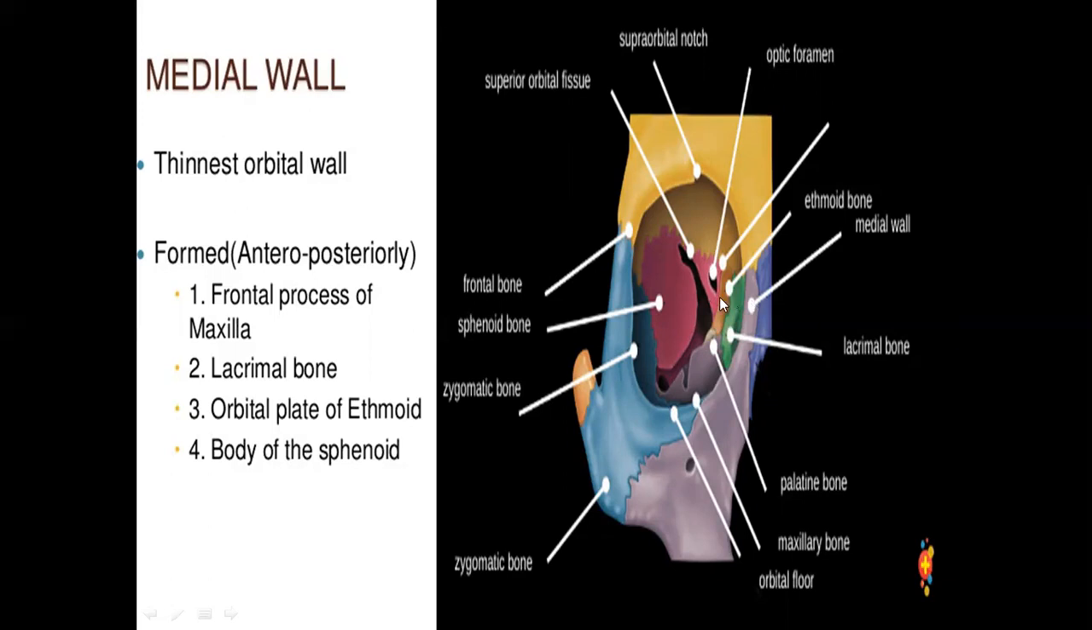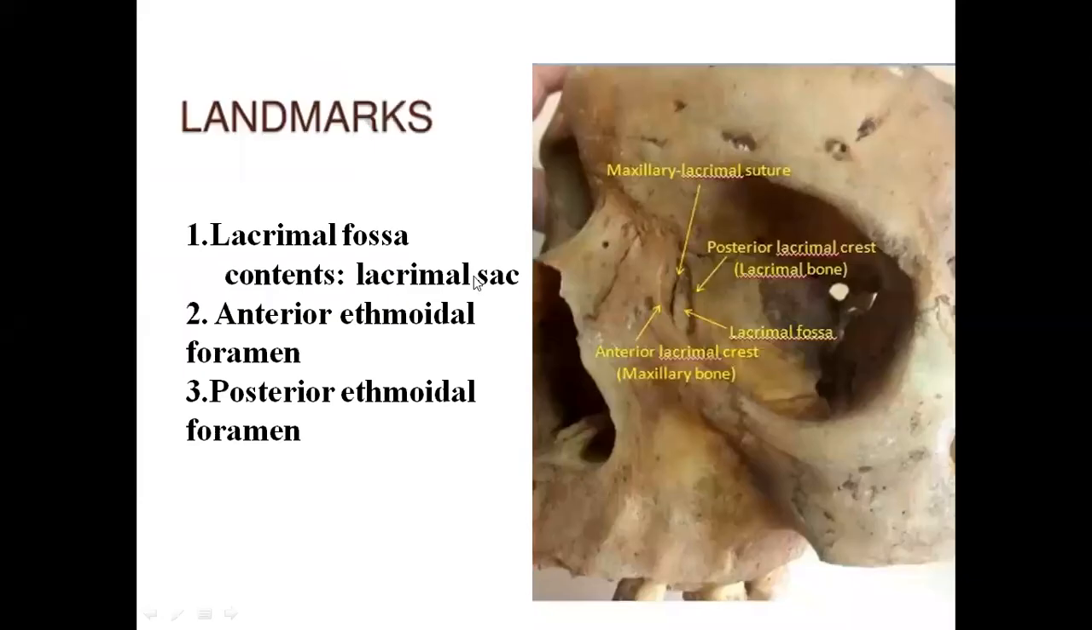The landmarks over the medial wall are, first, the lacrimal fossa, which contains the lacrimal sac. See, this is the lacrimal fossa, which is bounded anteriorly by the anterior lacrimal crest and posteriorly by the posterior lacrimal crest. The second and third are the anterior ethmoidal foramen and the posterior ethmoidal foramen.